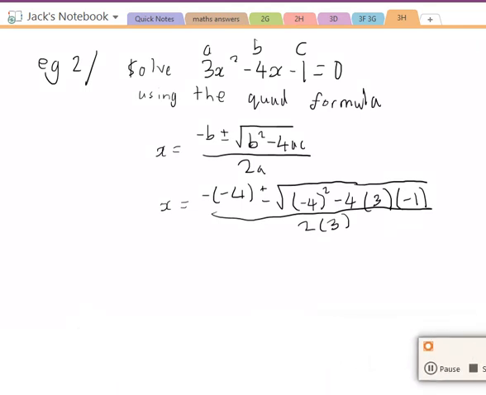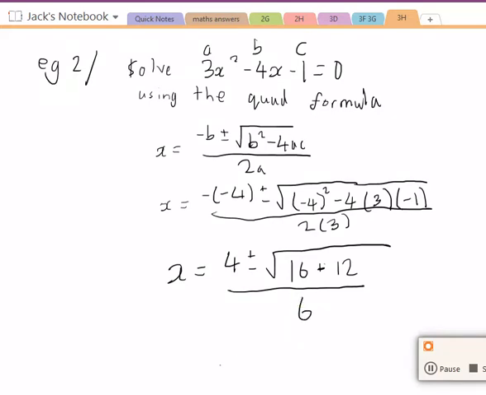Alright, so we'll just carry on with the example here. Hopefully you had time to have a go at it yourself. So just simplifying down, x is equal to negative 4 is just 4 plus minus the square root of 16. Negative 4 squared is 16. Minus 4 times negative 1 is positive 4, times by 3 is 12, all over 6. Okay? And that simplifies down to x is equal to 4 plus minus root 28 all over 6.